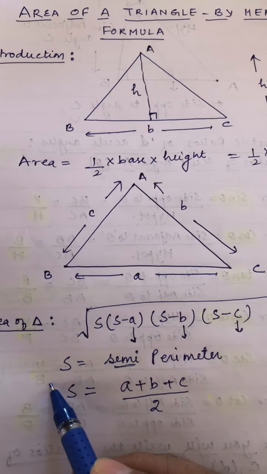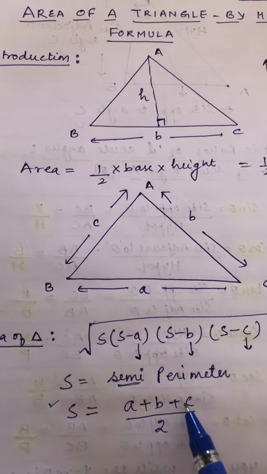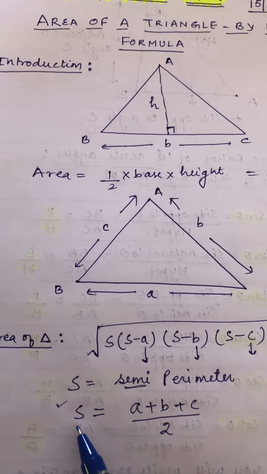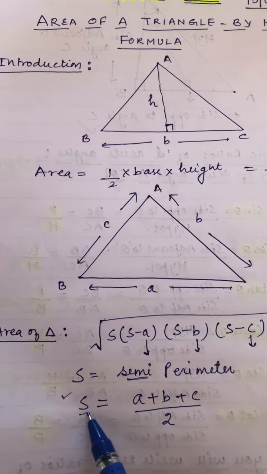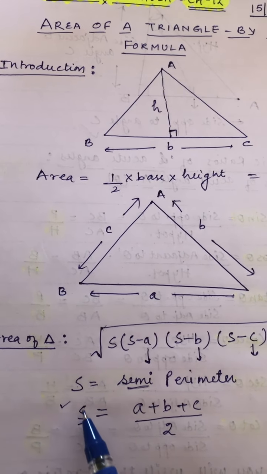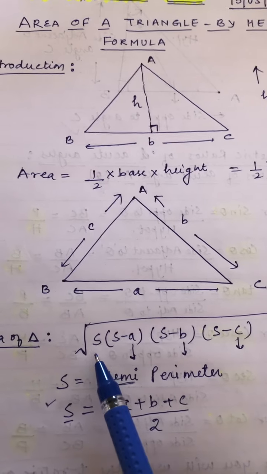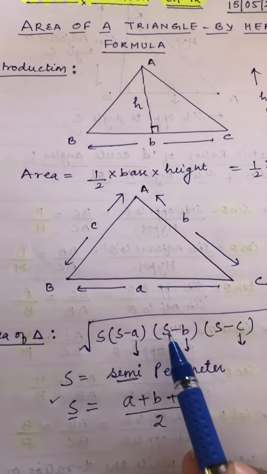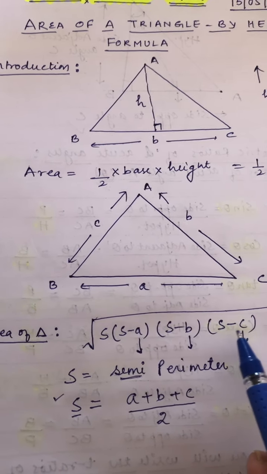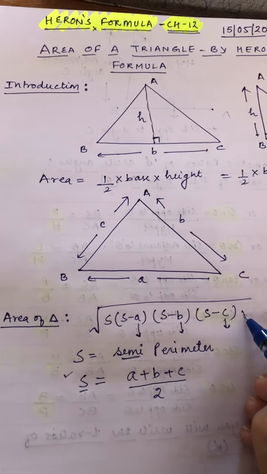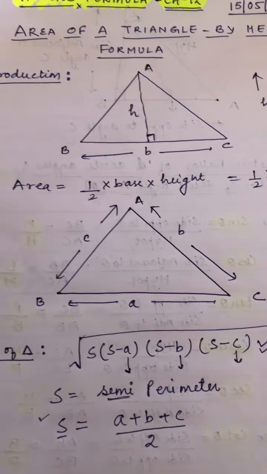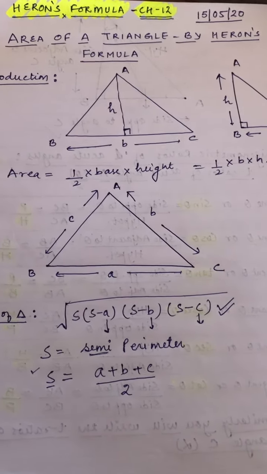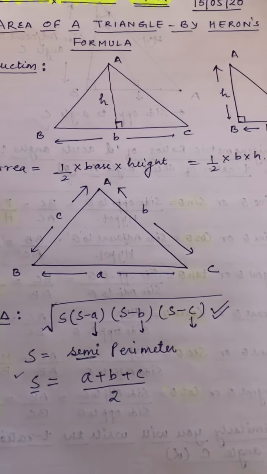First we will find out the value of S, because A, B, C will be given to you. A plus B plus C divided by 2. What will come? The value of S, semi-perimeter. After finding out the value of semi-perimeter, you will put those values in this formula: under root of S minus A, S minus B, S minus C. So this is the formula known as Heron's formula for finding out area of triangle. Now based on this, I will tell you one question how to do.